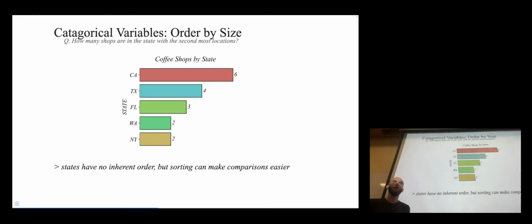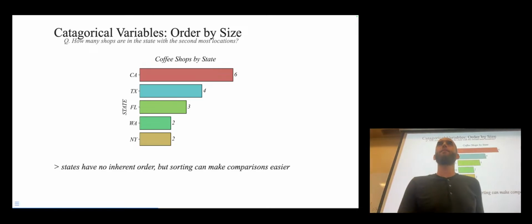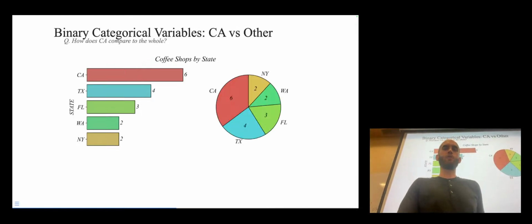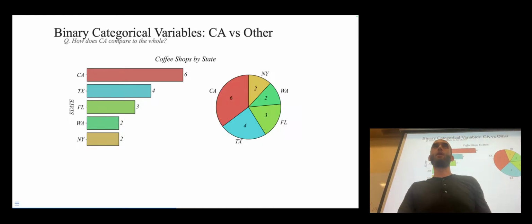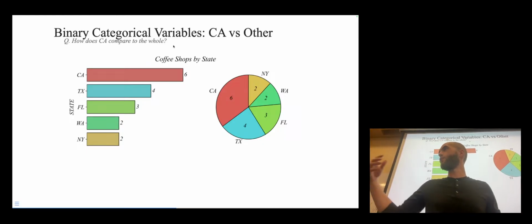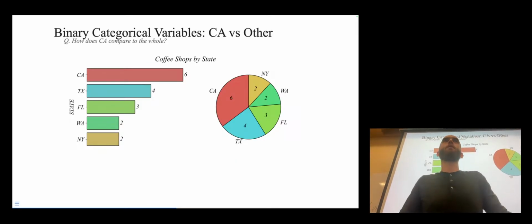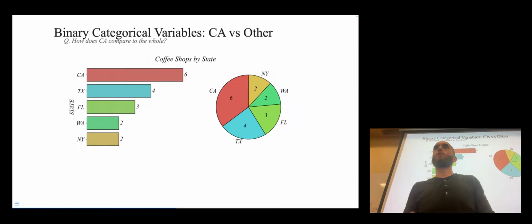Okay. You think you want to make some nice visuals? Well, here's one last thing. The one case where it's potentially okay to use a pie chart is with binary categorical variables. So one question we could ask is, how does California compare to the whole? So what's the percentage of coffee shops that are in California? If we're thinking about percentages, like Chase and Matt brought up earlier, we may not want to use a bar chart like this.